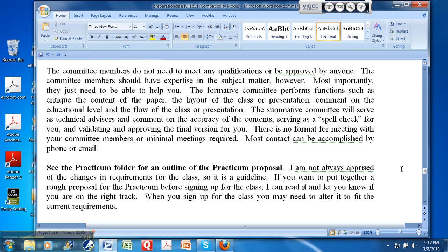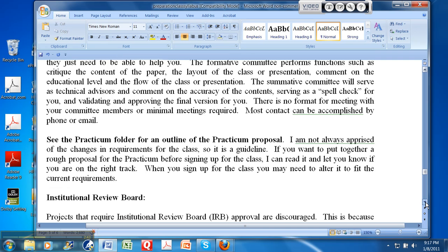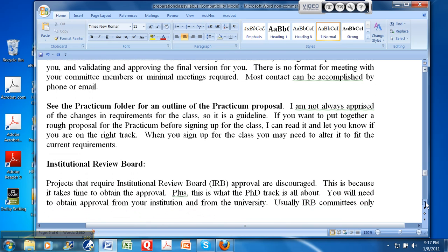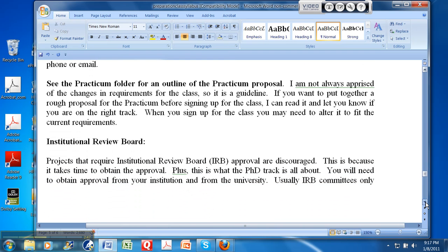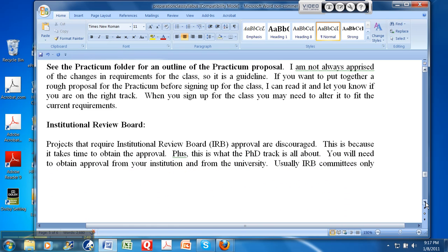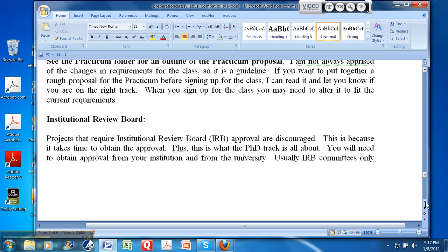Be sure to see the practicum folder on the website for an outline of the practicum proposal. I'm not always told about the changes in the requirements for the class, so it's just a guideline. And that's why it's kind of a rough draft before you get started, so that you can make the refinements in the first week of class and then get going.